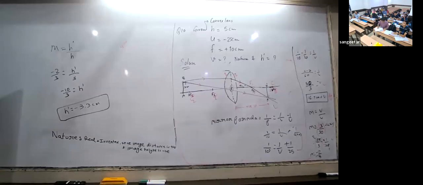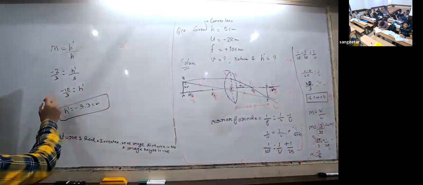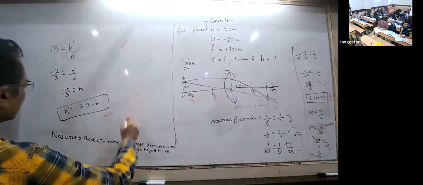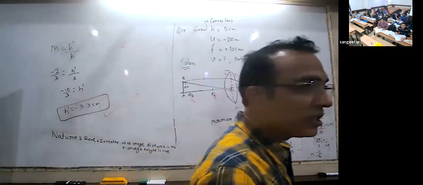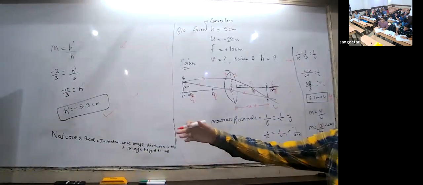When magnification is less than 1, what does it mean? Magnification less than 1 means the image will be smaller. It will be diminished. Okay. So where is M? They have found the height also, minus 10 by 3, which is correct. The height is negative, so the image is real and inverted. So everything is correct, they have got.